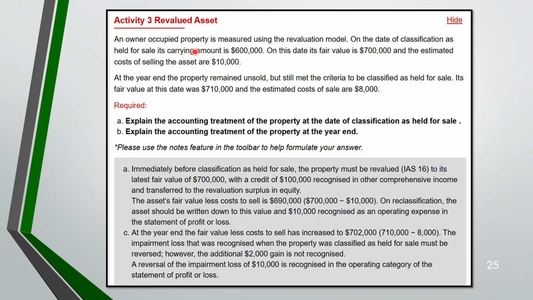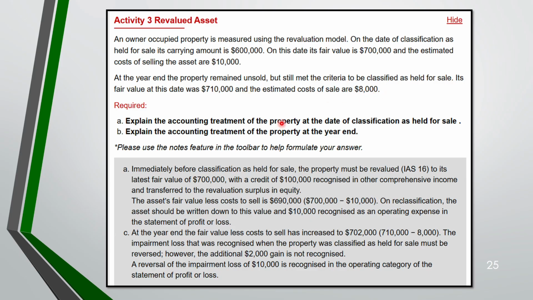On the date of classification, carrying amount is 600,000, fair value is 700, and estimated cost of selling is 10,000. Remember, whenever you are given the fair value and the estimated selling cost separately, you have to deduct this cost from the fair value. It's fair value minus selling cost, which you have to compare with the carrying amount. Then at the year end, the property remained unsold, but still it met the criteria to be classified as held for sale. The fair value was 710 and the cost to sell was 8,000.